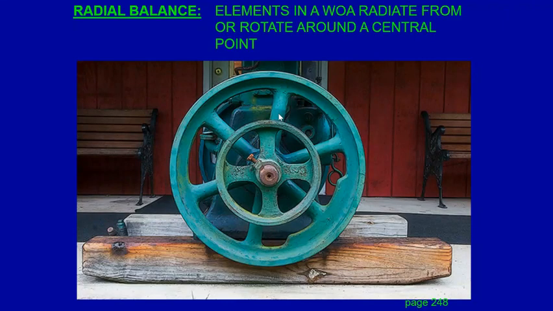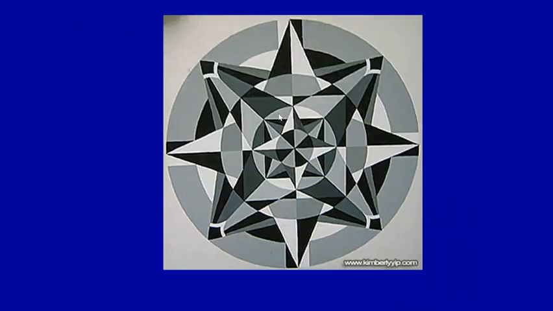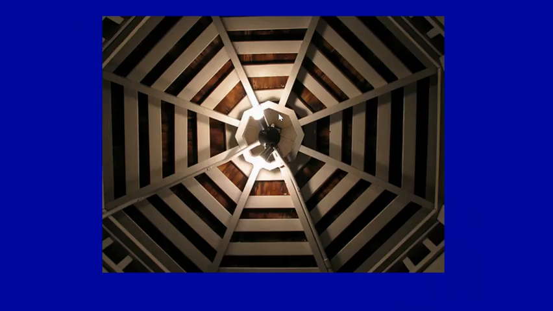And then there's radial balance. This is when elements in a work of art radiate from or rotate around a central point. You see it a lot in machines, but also in nature. So these are examples of radial symmetry.